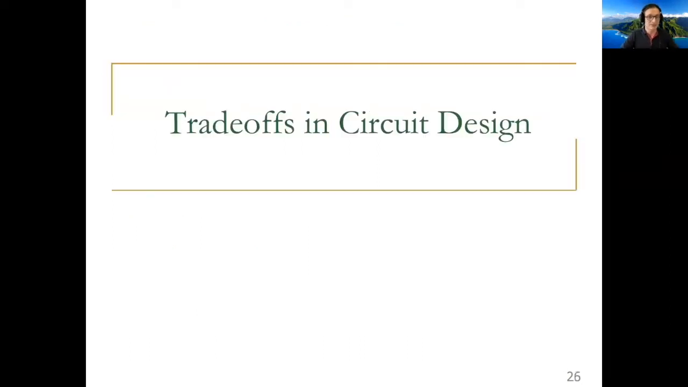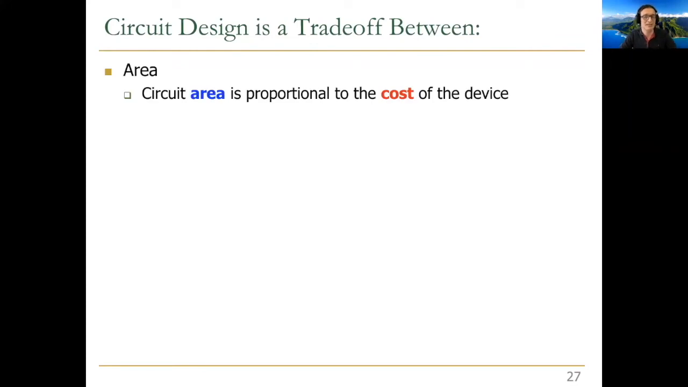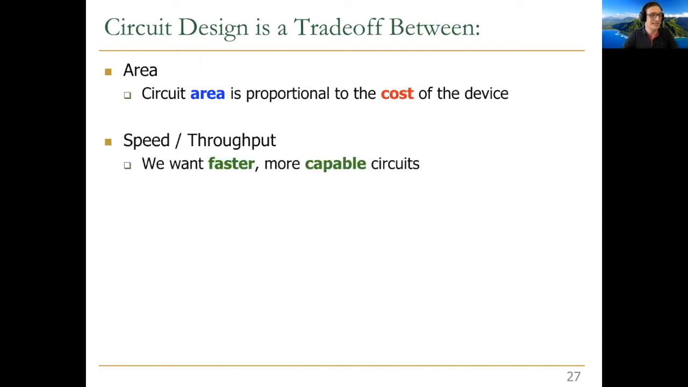Okay, let me give you the bigger picture to begin with. Basically, circuit design is really a trade-off between multiple different metrics. Area, clearly, we discussed, right? Circuit area is proportional to the cost of the device, and ideally, we would like to minimize the area. That's why we have the logic minimization techniques. Speed and throughput. Ideally, we want faster, more capable circuits to solve the most difficult problems relatively quickly, as we discussed in the first lecture.